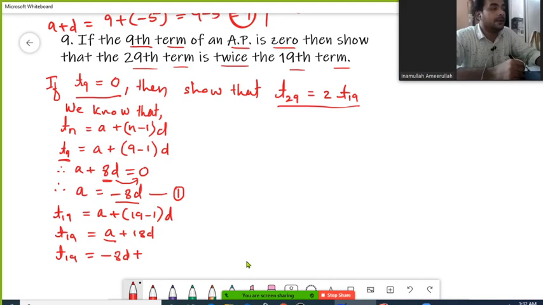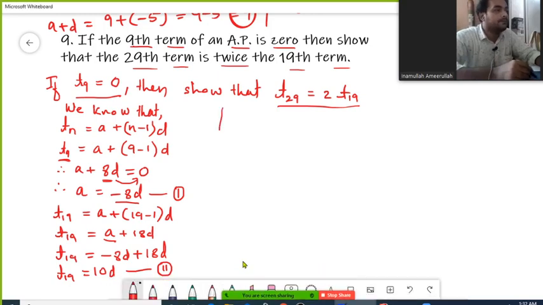So minus 8d plus 18d. So this way T19 is minus 8 plus 18, that is 10d, and this can be considered as equation number 2.